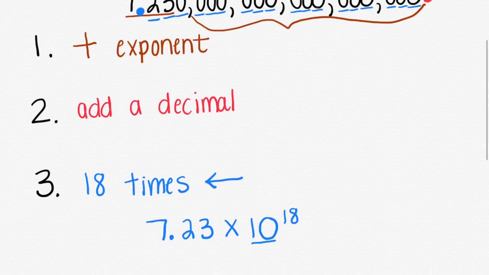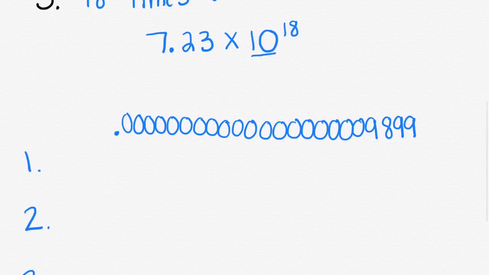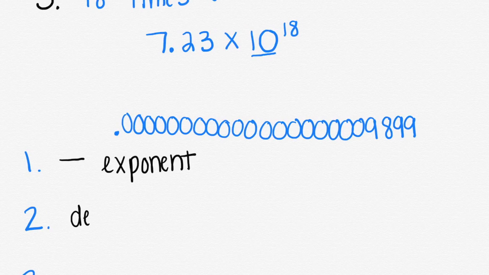Let's look at what happens when we have a really small number. Okay, we have a really small number with a bunch of zeros in front. This time the difference is that since this is really small, this is going to be a negative exponent. We already have a decimal point, so we're going to move our decimal to the right.